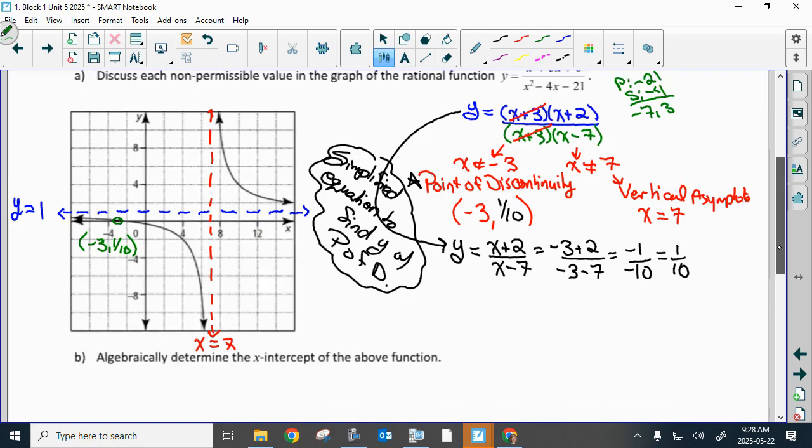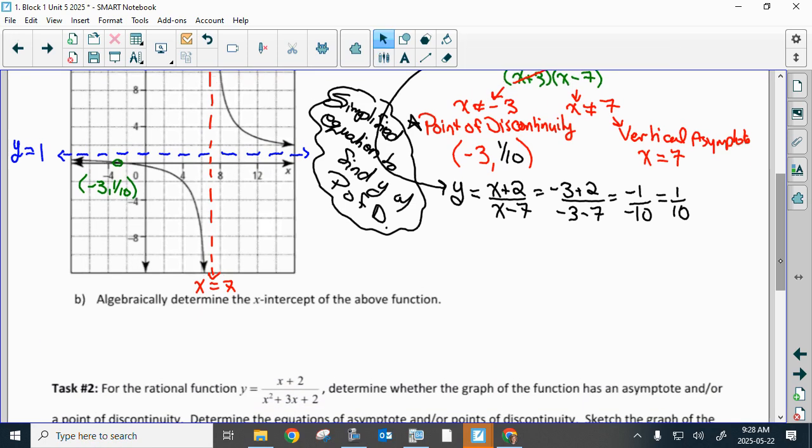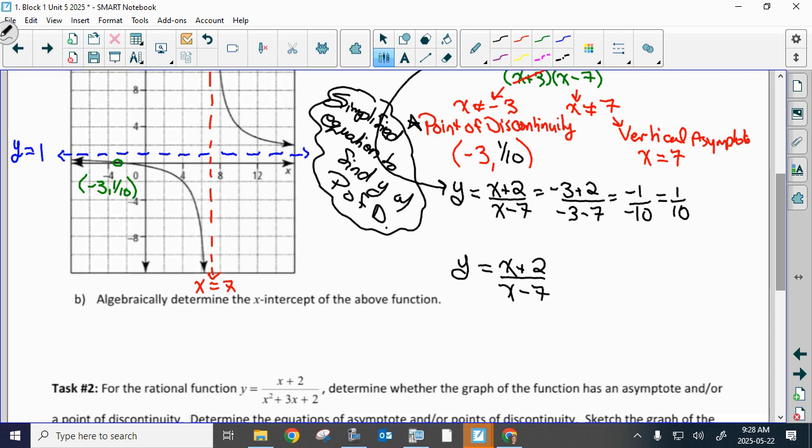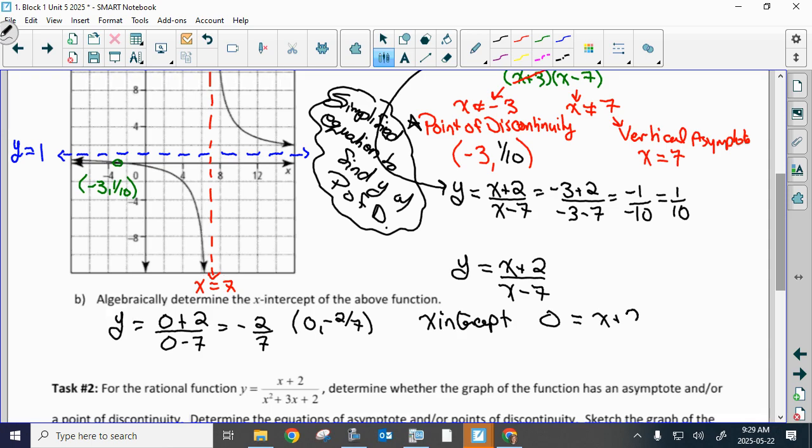So then it says algebraically determine the x-intercept. Let's do both. After we simplify, we're going to use this guy for the rest. To get your y-intercept, x is equal to 0, and I get negative 2/7. And then x-intercept, I put 0 in for y, and it's only the top factor that plays in. So then x equals negative 2. So right away, x equals negative 2, there's my x-intercept. I can see my negative 2/7.